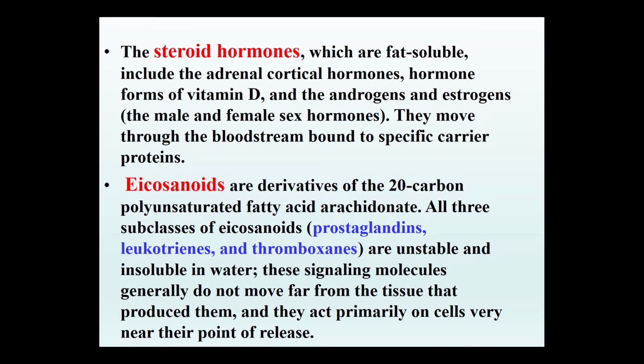And lastly, icosanoids are derivatives of the 20-carbon polyunsaturated fatty acid arachidonate. All three subclasses of icosanoids, prostaglandins, leukotrienes, and thromboxanes, are unstable and insoluble in water. These signaling molecules generally do not move far from the tissue that produces them, and they act primarily on cells very near their point of release. They are local hormones, and as you understand already, they have a paracrine mechanism of action.